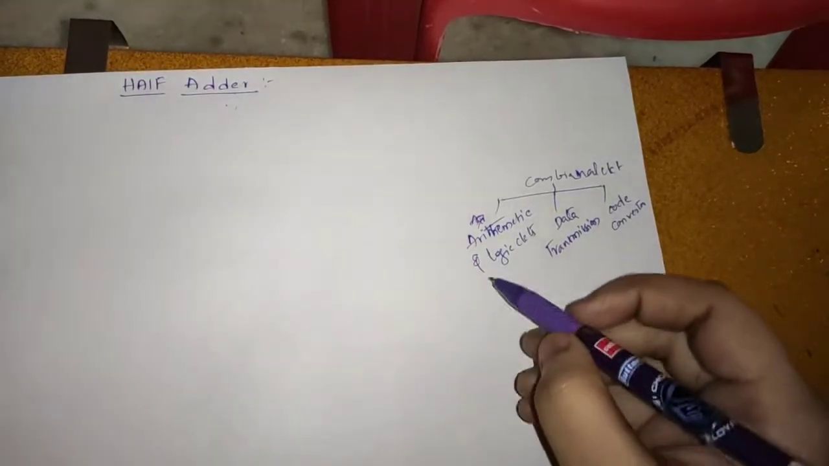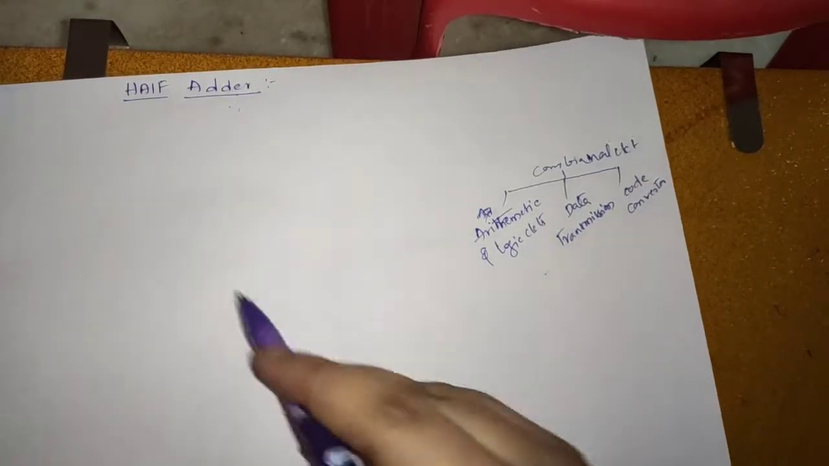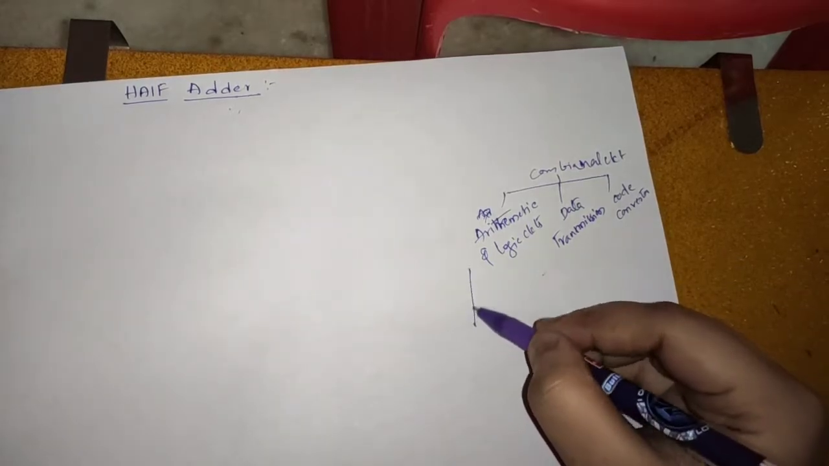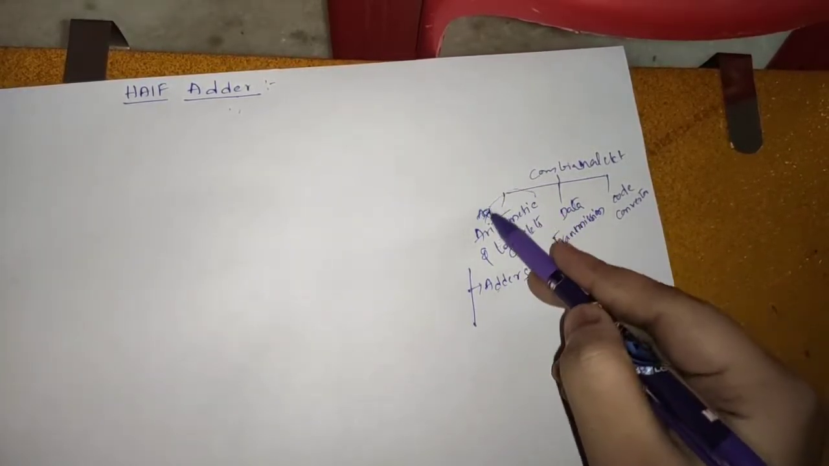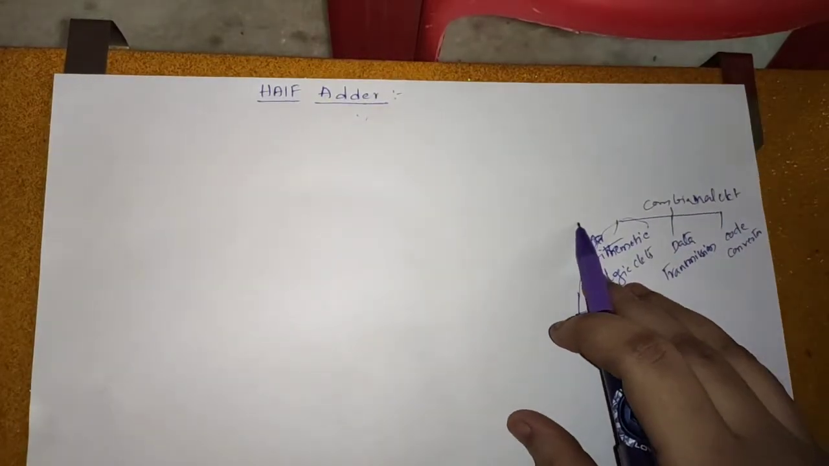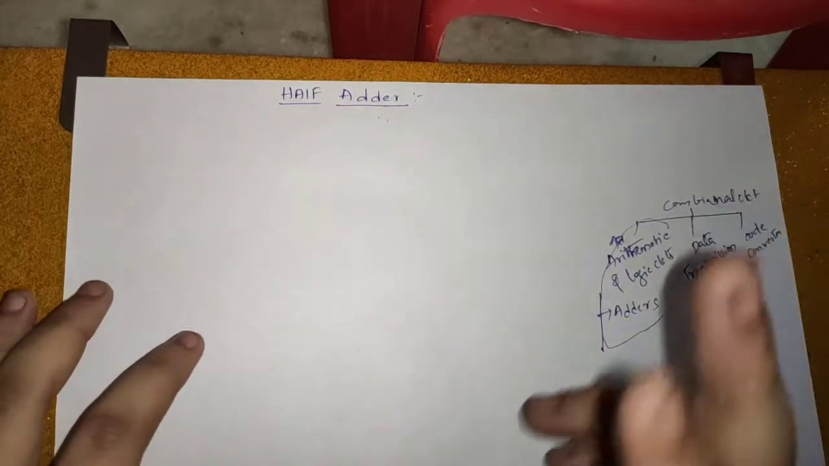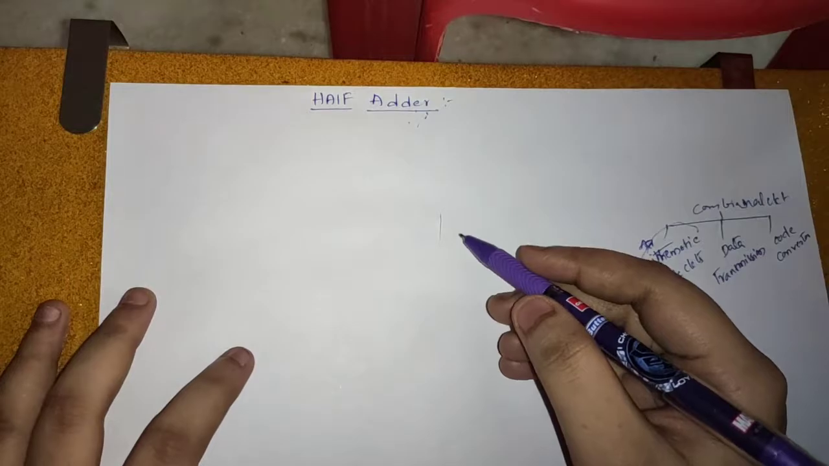So adders are nothing but, in the name itself, addition is an arithmetic operation, right? We'll have the adder concept in these arithmetic and logical circuits. So what are the adders? These adders are of two types. One is half adder and the other one is full adder.